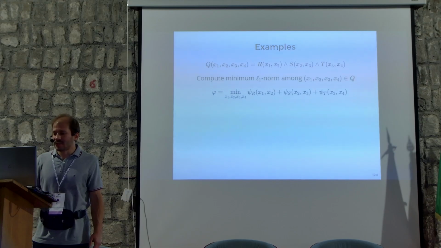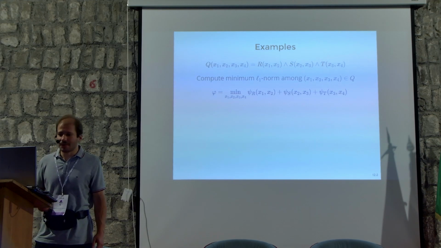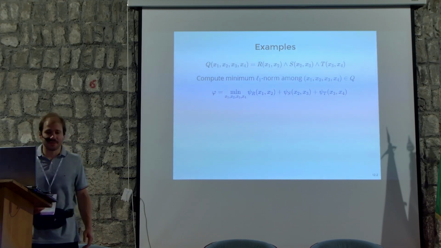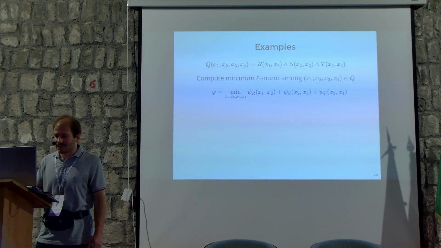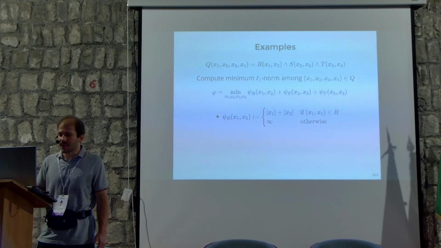So we could start by basically trying out this expression, which is a sum product over the min plus semi-ring. But now the question is, how are we going to define these functions, psi r, psi s, psi t, such that this SPQ computes what we want? One choice is to do this, where we define the function psi r to be the summation of the absolute values of x1, x2, if the tuple x1, x2 is in R and infinity otherwise.